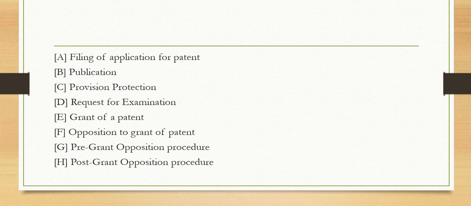The second one is publication. Every application is ordinarily published after the expiry of 18 months from the date of filing of the application or from the date of priority, whichever is earlier. The applicant can request publication prior to the normal period through a prescribed form and fee. The third one is provisional protection.